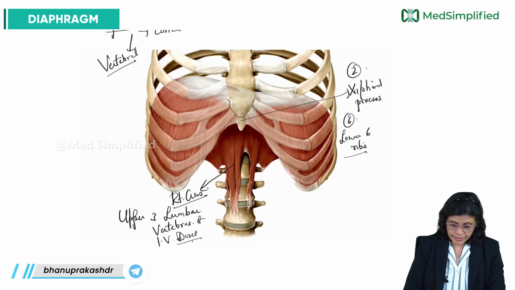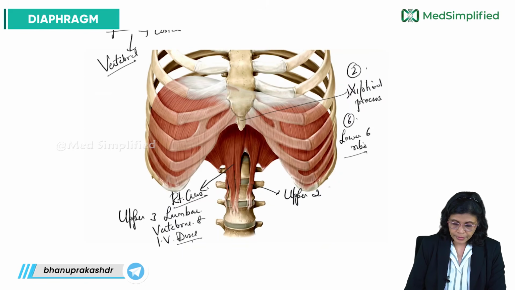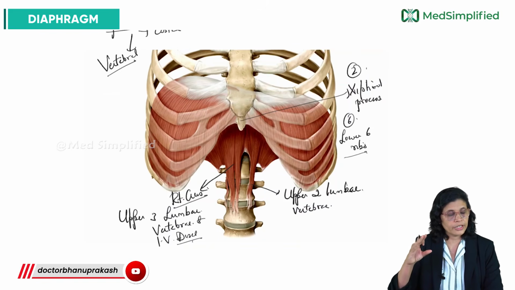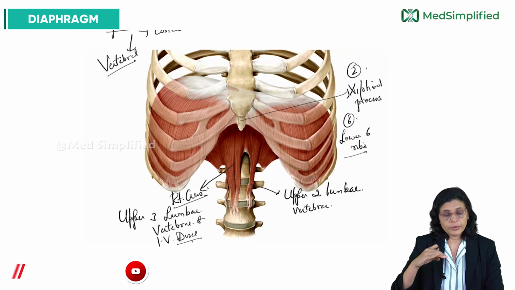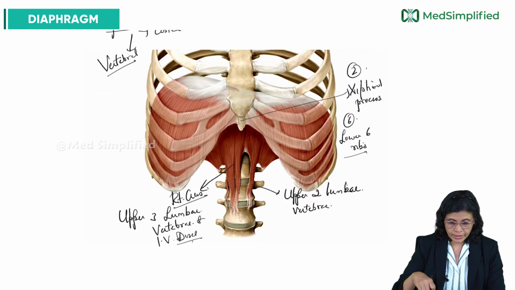Whereas the left crus arises from the anterior aspect of the upper 2 lumbar vertebrae and the intervening disc. So the left crus arises from only 2 lumbar vertebrae. Here on the right it is 3, L1, L2, L3. Here it is only L1 and L2.